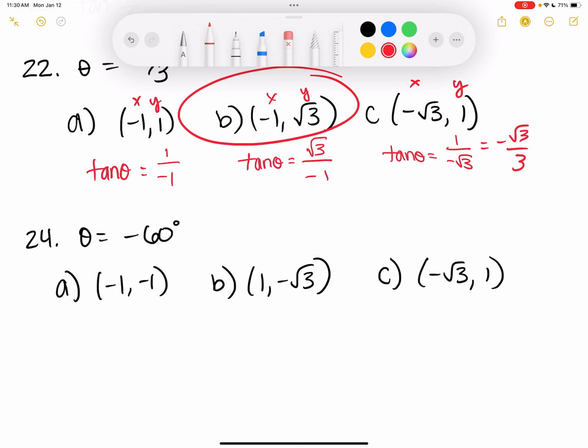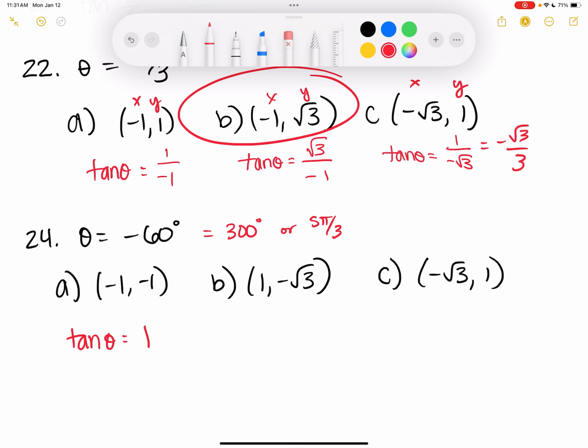Negative 60 degrees would be down here at 300, so it's the equivalent of 300 degrees, or 5 pi over 3 in radians if you want it that way. I'm going to look at tangent again because I've got x and y values. Tangent of theta is negative 1 over negative 1, so that's just a positive 1.